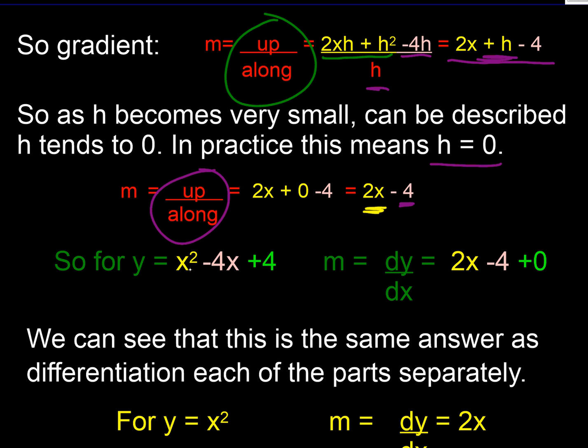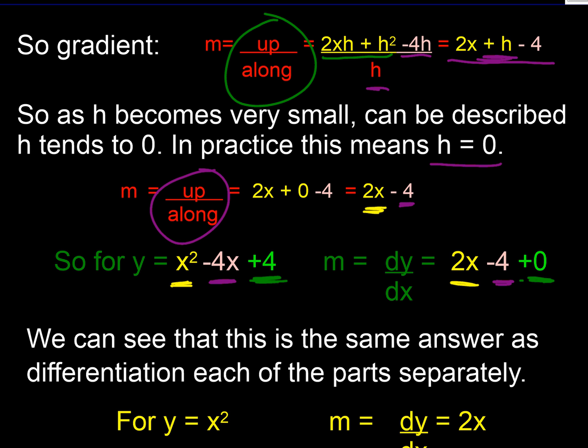So just very quickly looking at that, from our y we've got our x squared creates the 2x term, and our minus 4x creates the minus 4 in our gradient, and the plus 4, well that's constant throughout, so it has no effect on the gradient, doesn't it? That's like having a flat line.